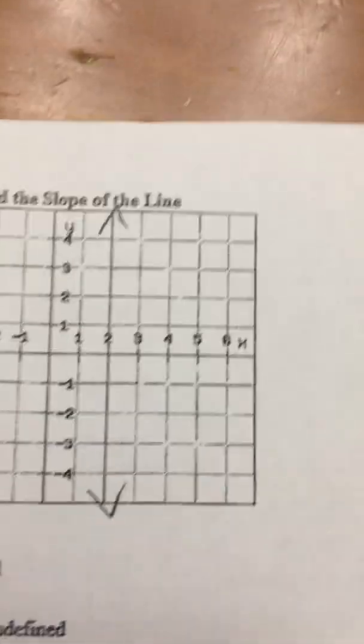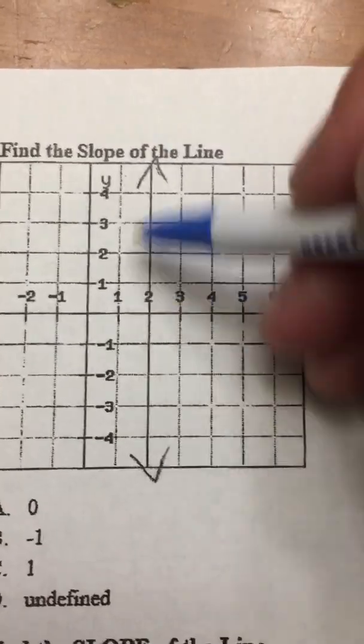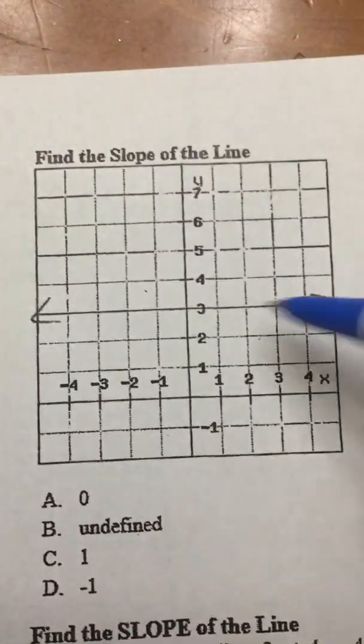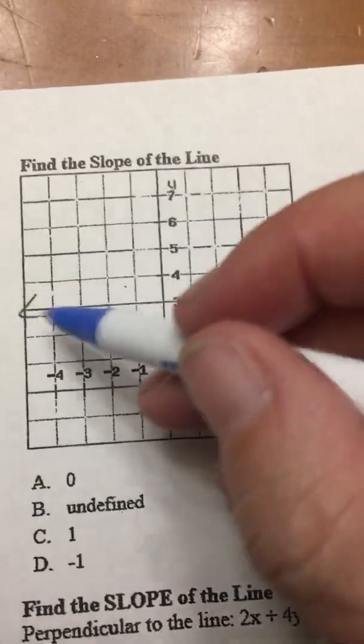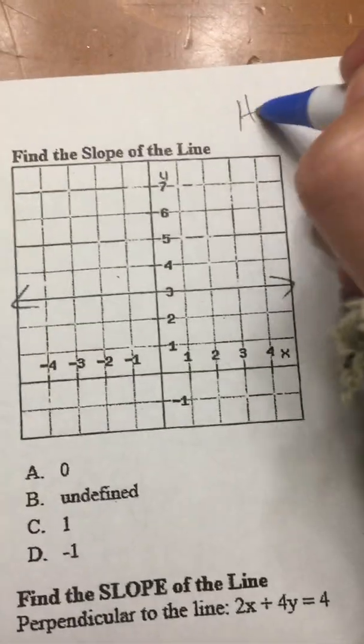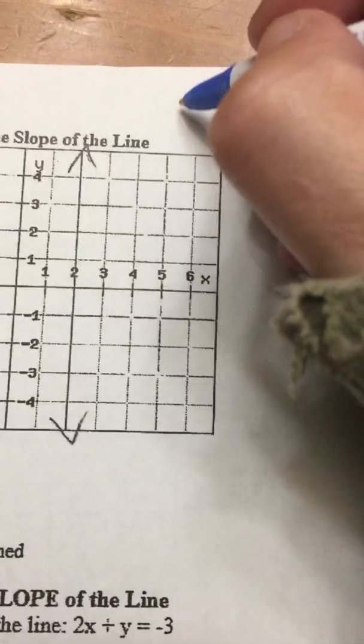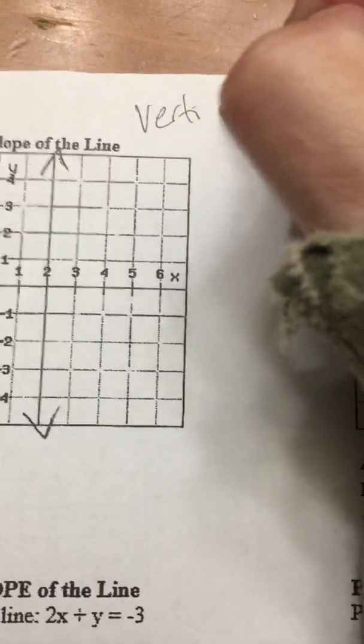Okay, really quick on the backside. These are not hard. This is a vertical line, okay? This is a horizontal line. This looks like the horizon, where the ocean meets the sky, right? Horizon. So this is my horizontal line. And this one is the vertical line.